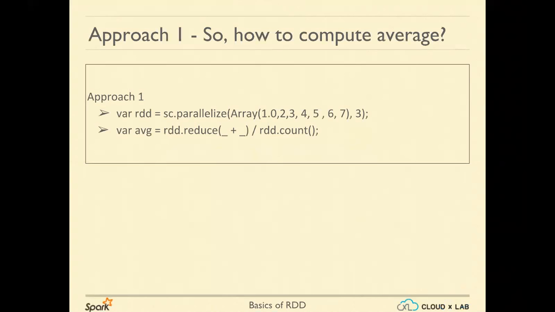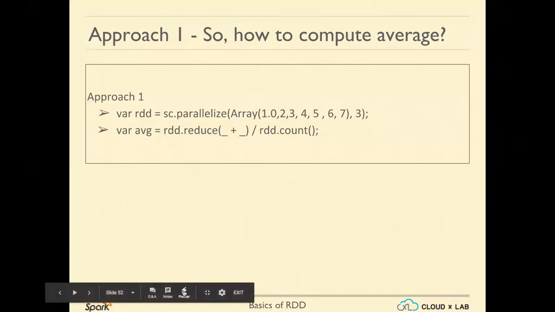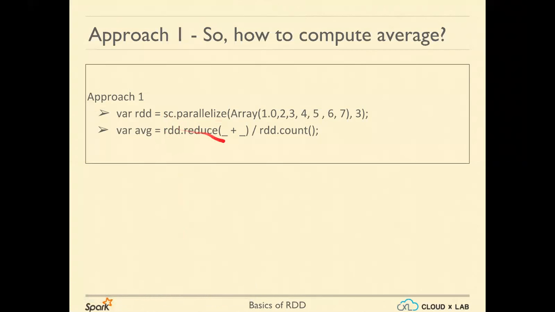Now, just now we saw that we cannot compute the average using the standard way. And most of you suggested that first compute the sum, then compute the count, and then divide the two numbers. And that's what we are doing here. So you see, here we are first calling reduce, then we are calling count, and then we are dividing the two.